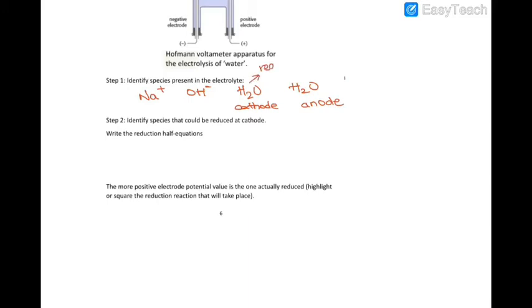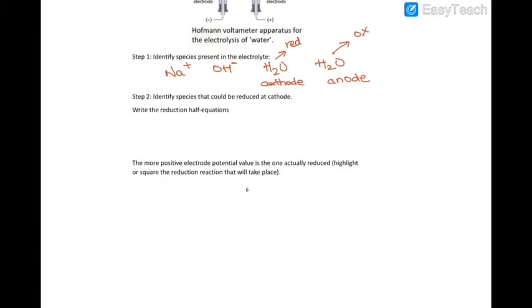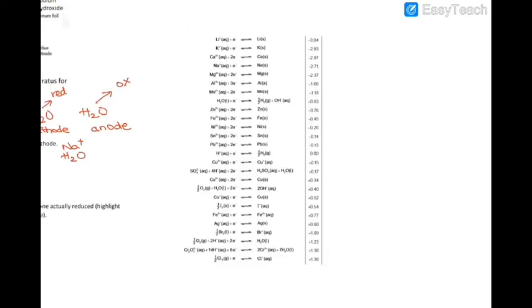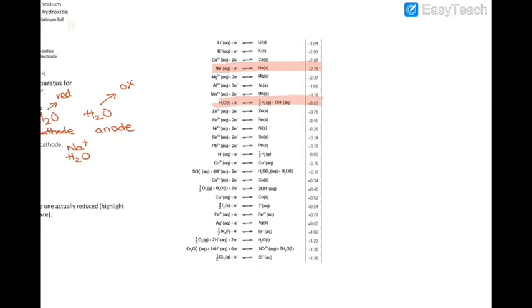At the cathode, we'll have reduction, and at the anode, we'll have oxidation. So at the cathode, we'll have Na+ and H2O that will migrate. And at the anode, we'll have OH- and H2O that will migrate. So let's write the reduction equations first. We'll use the electrochemical series. We'll find the reduction reaction for Na+. So that's reduction of Na+.